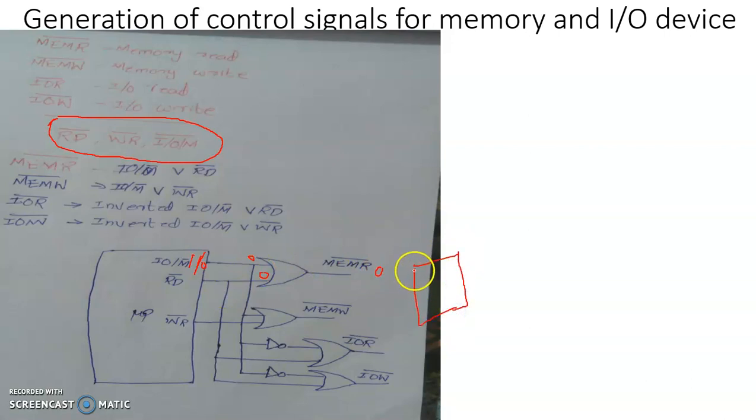The memory chip will be always associated with a chip selection line. This chip selection line will be always active low.